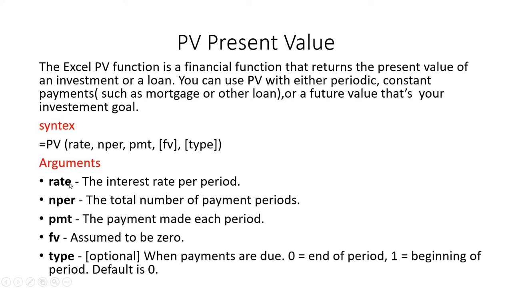The arguments we explained before: rate, it is interest rate; NPR, the total number of payment periods; PMT, the payment made each period; future value, here we assume to be 0. Type, it's optional. When payment is at the end of the period, the type will be 0. When the payment is at the beginning of the period, the type will be 1. So it takes either 0 or 1. If it's at the beginning, it will be 1. If it is at the end of the period, it will be 0.